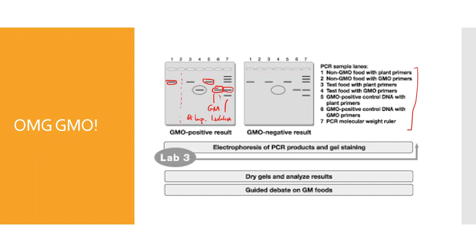Number 3 and number 4, I'm going to go back to these because these were the test foods. So number 3 was a test food. I did not know if it was GM'd or not. And I ran number 3 and I saw a plant primer. So that is a very good indication that this is a plant. It's plant material because the plant primer showed me the plant DNA fragment.